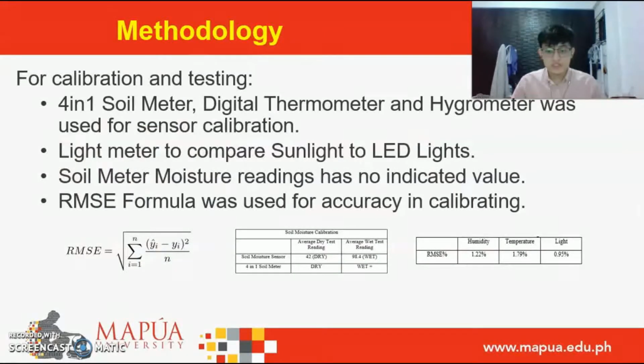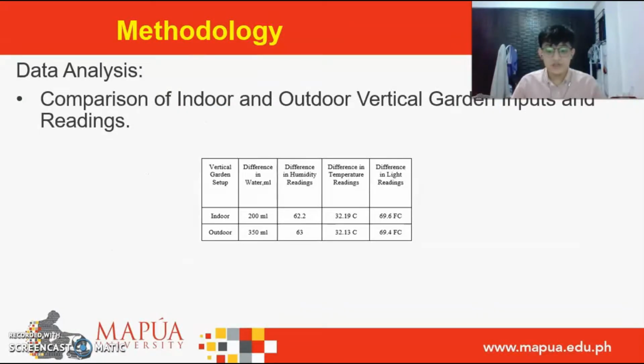For the calibration and test, the sensors were compared against commercially available products. The root mean square error formula was used to evaluate the accuracy of the sensors and the commercial products. For data analysis, the indoor and outdoor vertical gardens were compared in terms of inputs and readings. The table indicates the differences.